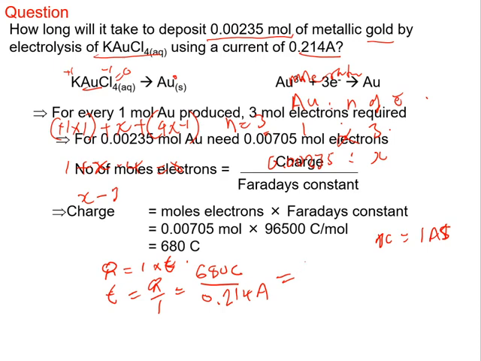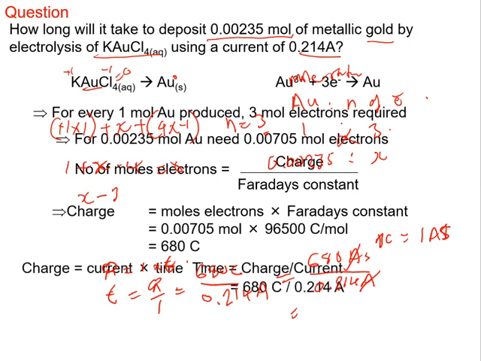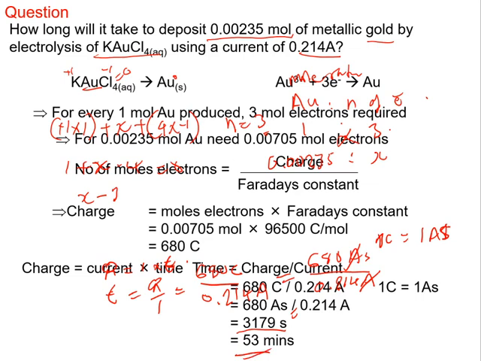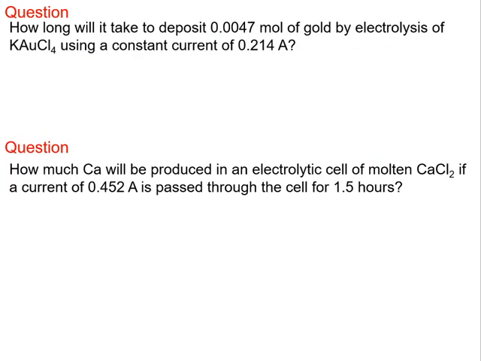So 680 amp seconds divided by 0.214 A. The amps cancel, and this gives us our final time, which is 3179 seconds, which we can convert to 53 minutes. Okay, so you can solve this equation. They are quite similar. You can just solve them by yourself for practice purposes.